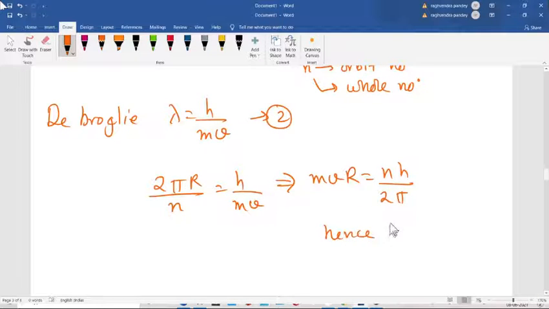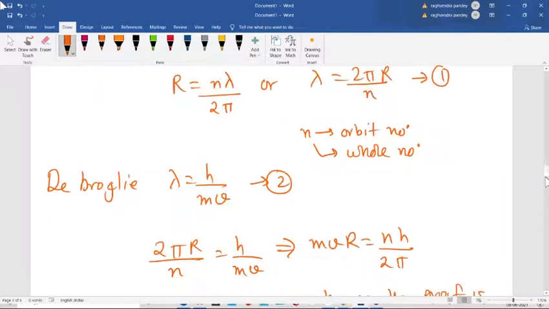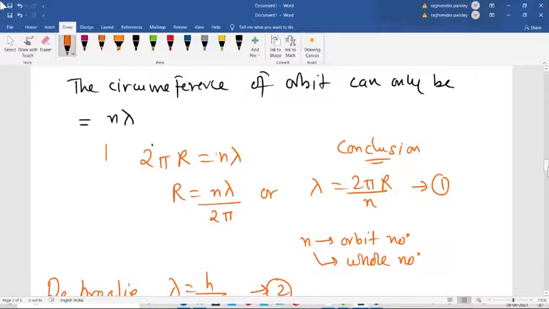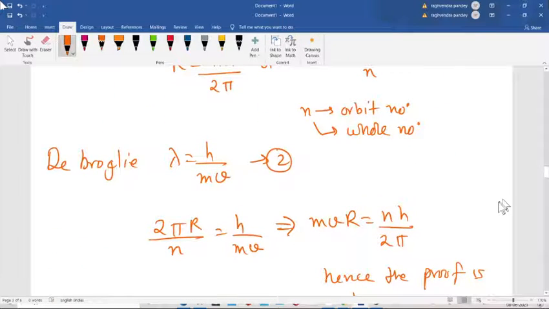So hence the proof is here. That is the proof of this one. Anybody having any doubt, you can ask. Got this one? So this is the proof.